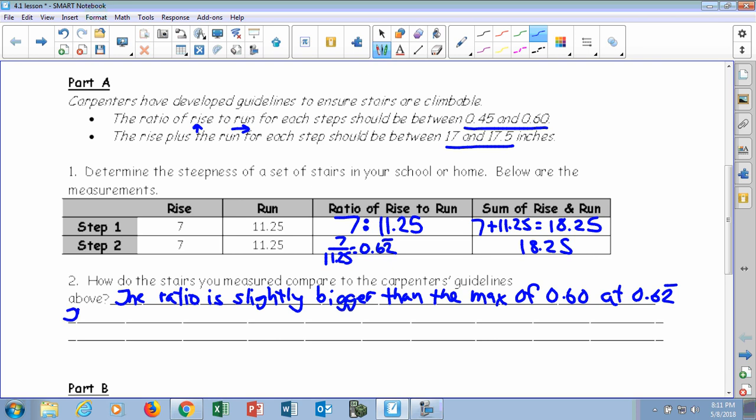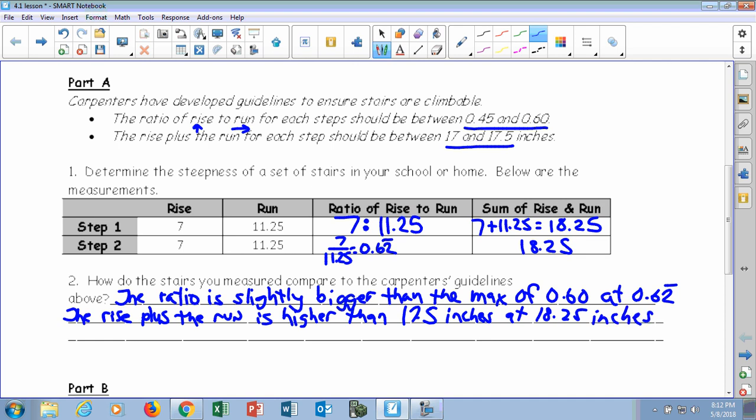So also the rise plus the run is higher than 17.5 inches at 18.25 inches.